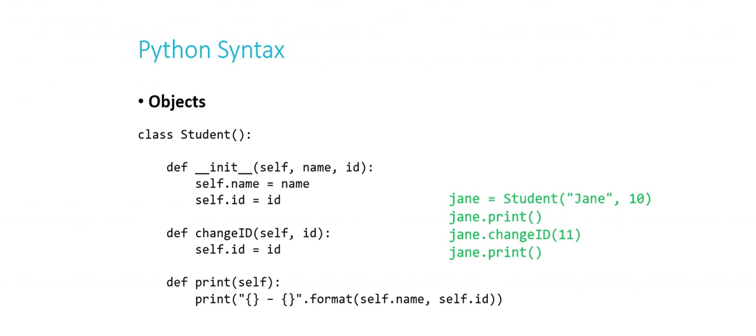If I printed it out, and you can actually take this code and recreate it in CS50 IDE and see it for yourself, I would print out Jane space dash space 10. Then if I executed jane.changeID(11), you can probably guess what would happen, because if I then printed again, it would print Jane space dash space 11. So that's just some examples of defining a class, defining methods, assigning properties. Again, all of this is inherent to what it means to be working in an object-oriented programming language.